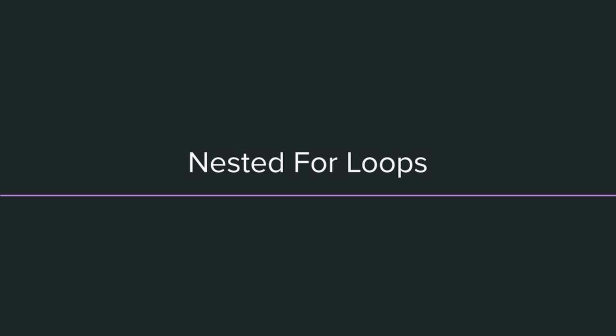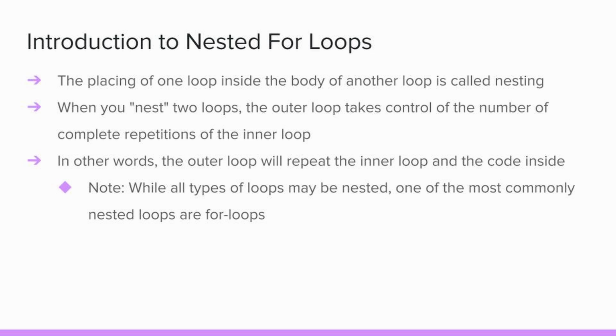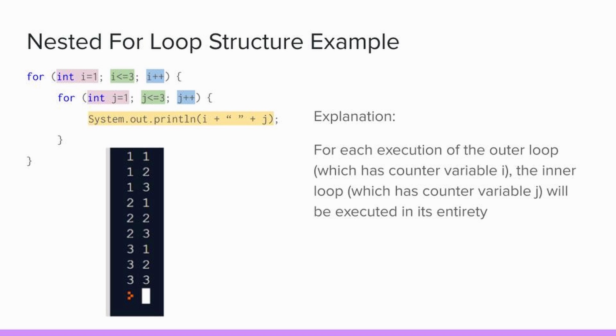Now we'll move on to the topic for today's lesson, which is nested for loops. When we place a for loop inside another for loop, this is called nesting. When you nest two loops, the outer loop will repeat the inner loop and the code inside of it. Let's look at the structure on the left.